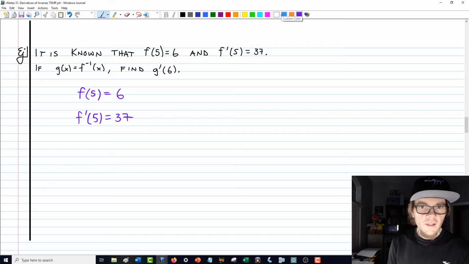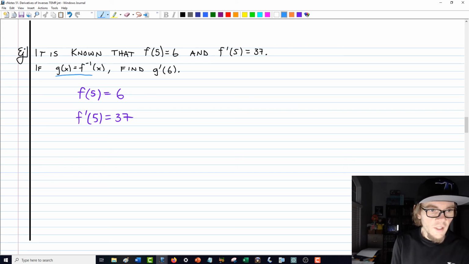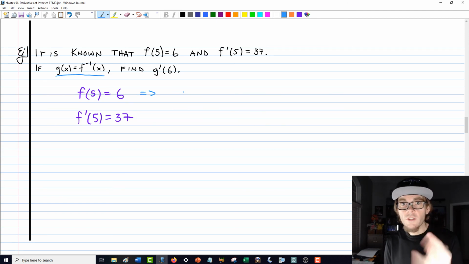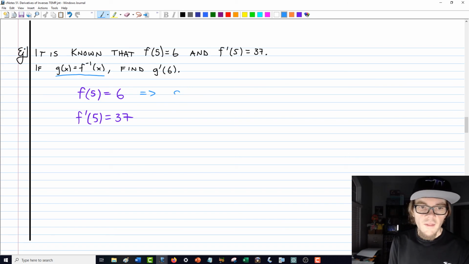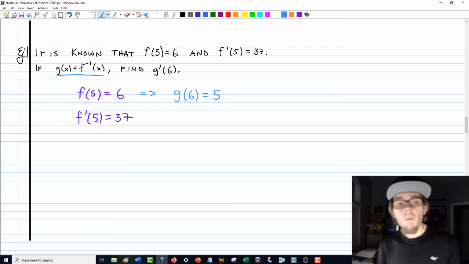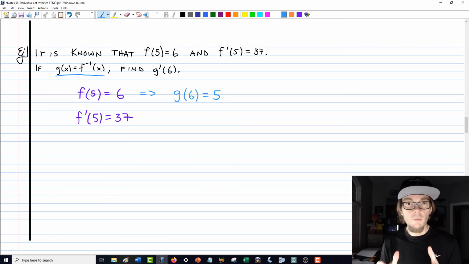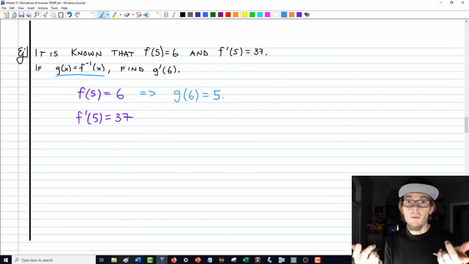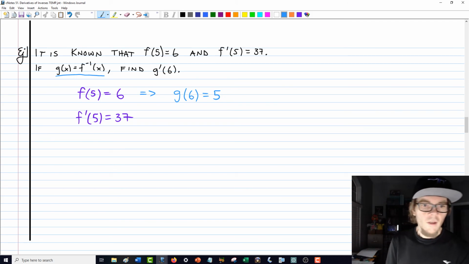Next, the problem tells us that g of x is equal to the inverse of f of x. Well, that's actually a huge piece of information, because it means that g will switch the inputs and outputs of f. That means that we know g of 6 is equal to 5. And what we've just done is we've now sort of tethered 2 points together: 5, 6 on the original function, and 6, 5 on the inverse function.